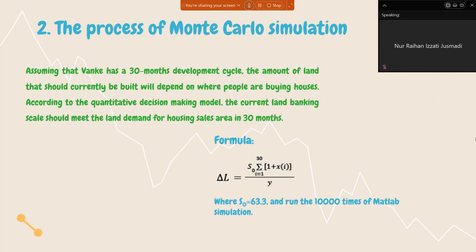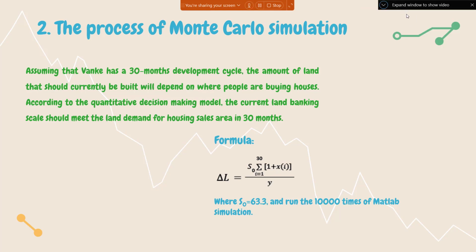Next is the process of Monte Carlo simulation. Assuming that Vanke has a 30 months development cycle, the amount of land that should currently be built will depend on where people are buying houses. According to the quantitative decision-making model, the current land banking scale should meet the land demand for housing sales area in 30 months. The formula is shown in the slide, where S null is equal to 63.3, and we will run the 10,000 times of MATLAB simulation.